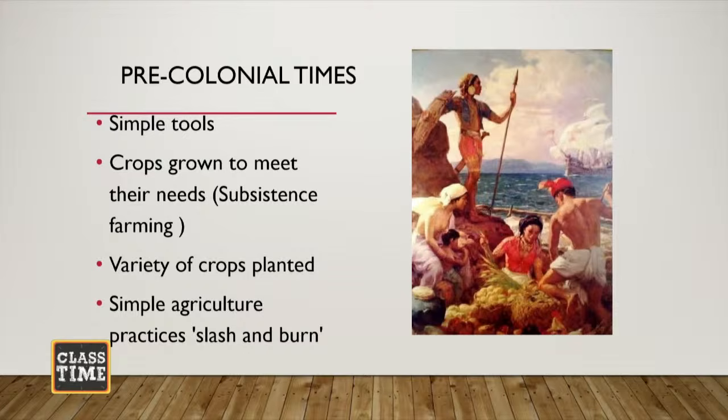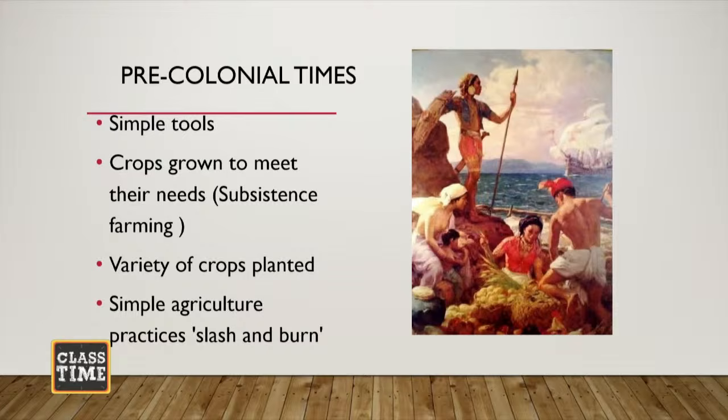3. They grew a wide variety of crops to include beans, cassava, and corn. And they practiced simple agriculture, the slash and burn practice. So they were very, very simple as it pertains to agriculture.